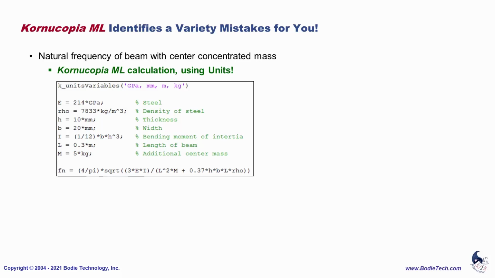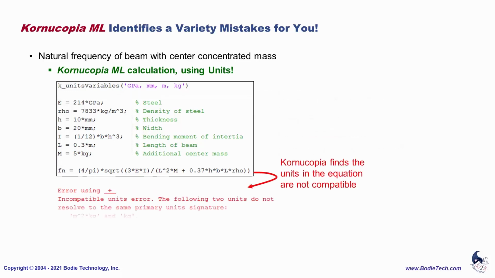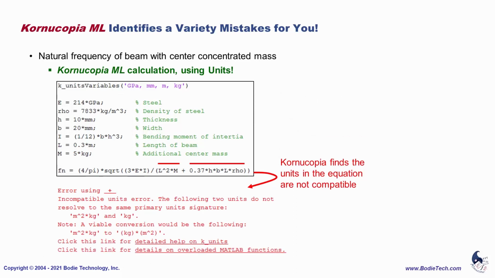To demonstrate this, we repeat our analysis, but this time we apply the units to our inputs instead of having them as just comments in our script. So now the MATLAB compute engine, supported by Kornucopia ML, properly performs the calculations, including the units. In this particular case, we get an error because Kornucopia has found a problem with our equation. It has told us that around the plus sign there are incompatible units.